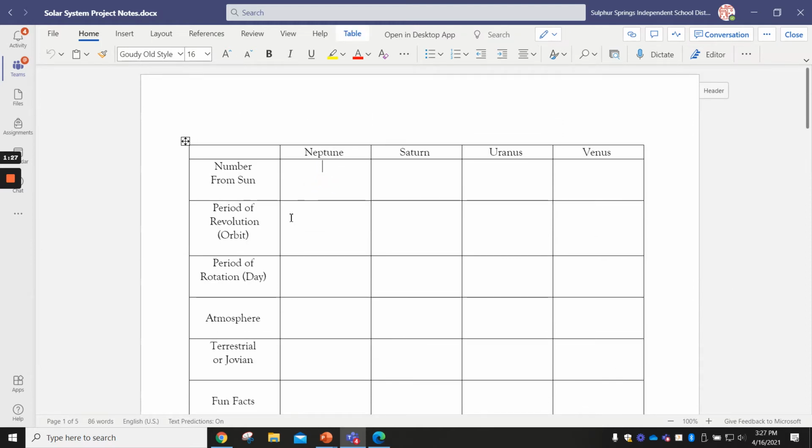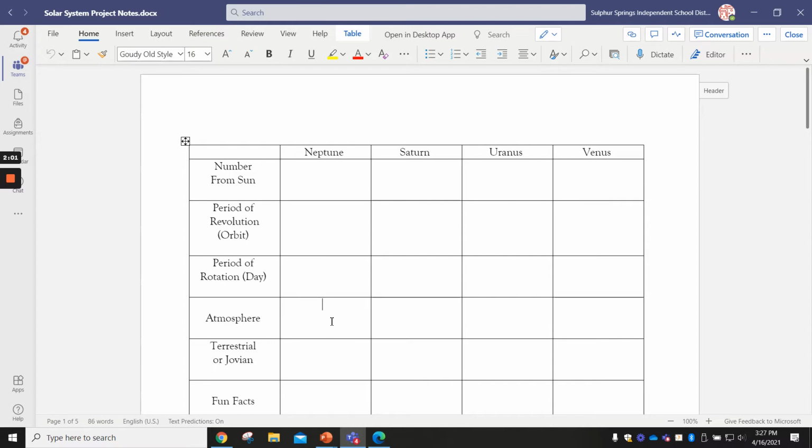So now the questions are, which number from the sun is your planet? That's required. What is the period of revolution or the orbit of your planet? How long does it take your planet to orbit the sun? It takes Earth 365 days to orbit the sun, just for an example. That's what I'm looking for. Saturn's going to take Earth years to orbit the sun. Next, we've got period of rotation, and that is just how long is a day on your planet.